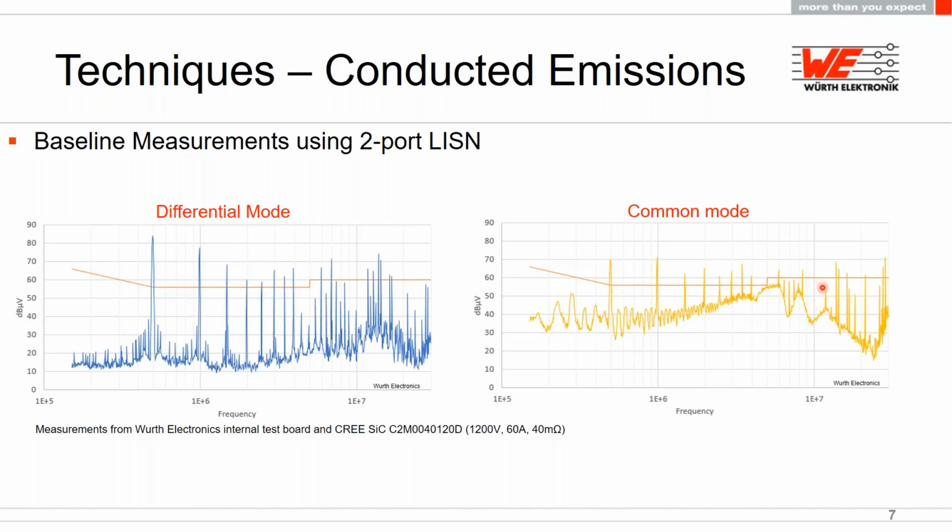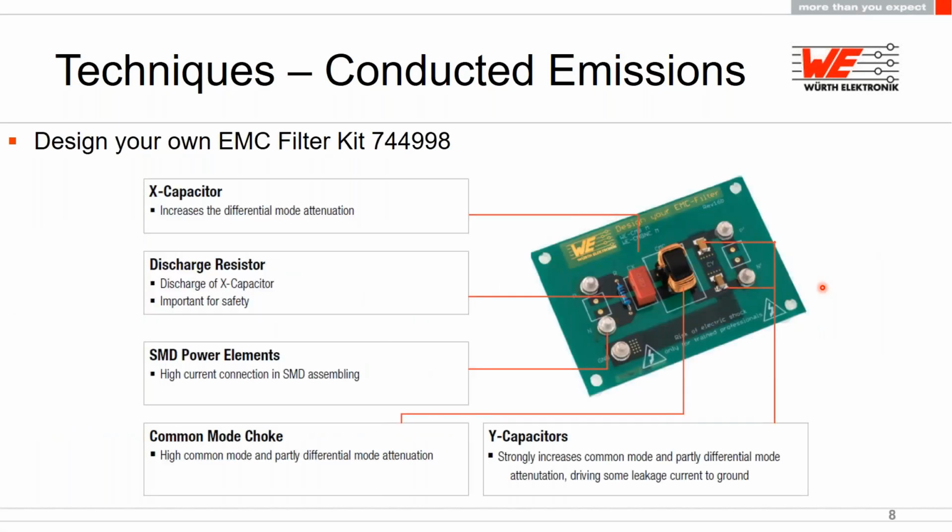So let's try and filter this noise out. I'm going to use the Design Your Own EMC filter kit. This is just a nice board to have with a bunch of different components inside of this box so that you can design your own line filter. You have everything you need in that box. Starting off, we have an X capacitor, which increases the differential mode attenuation. Then you have a discharge resistor, which is just for safety. It's meant to make sure that you do not have a lethal voltage on this X capacitor when you disconnect this from the mains voltage.